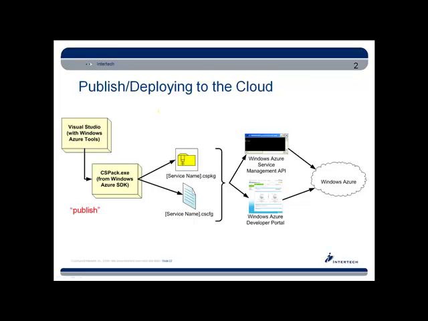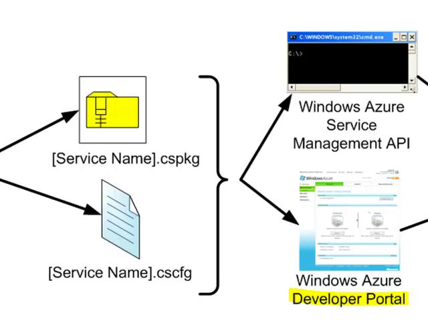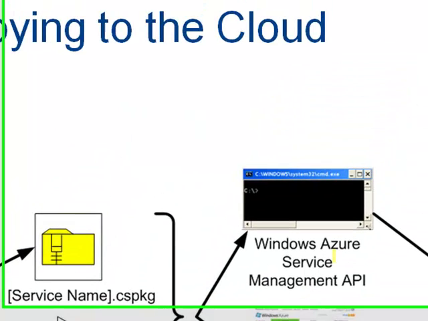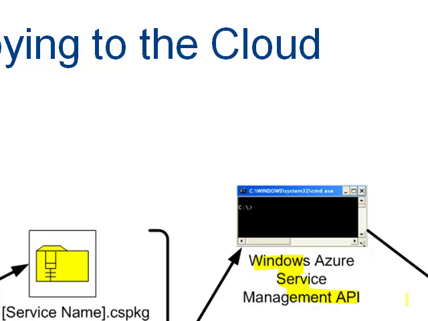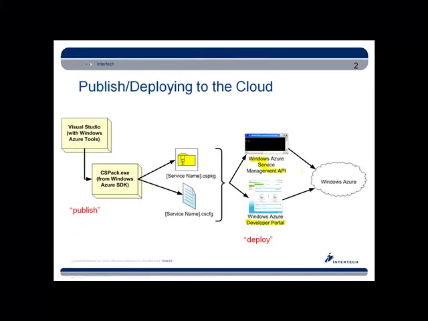The service configuration file, which we'll get into more details of coming up here in just a while, gives the portal and the Fabric controller information about how you want your services running in the cloud. Once you've got those files, you provide those either through the developer portal, as we did through our Hello World demo, or there is actually also a command prompt service management API that you can use to deploy your application to the cloud. Deploy those 2 files, the CS package file and the CS config file, to the actual Windows Azure cloud.